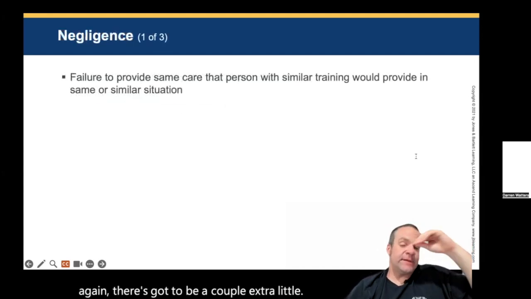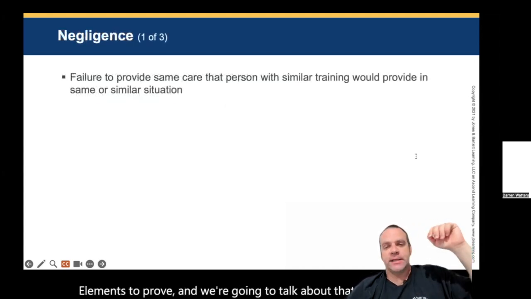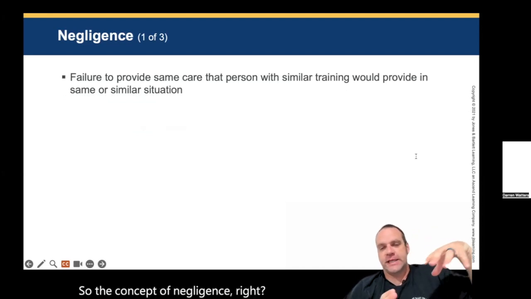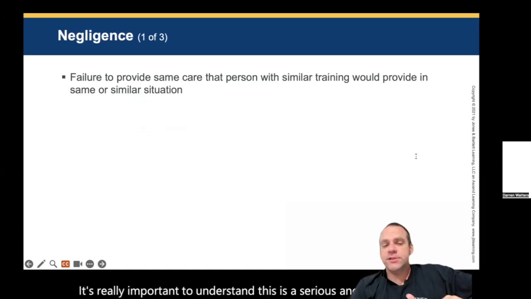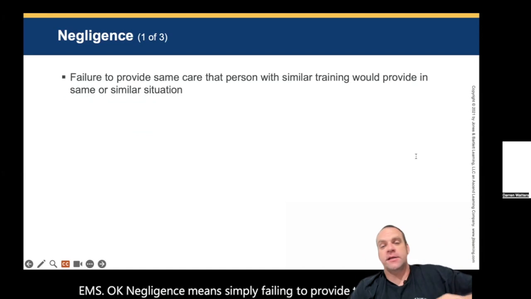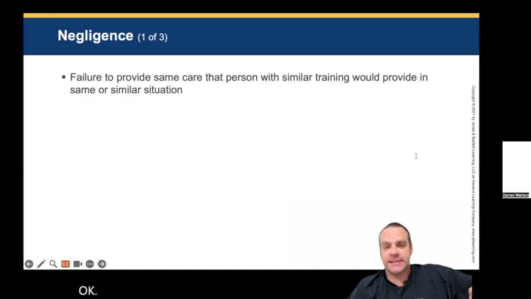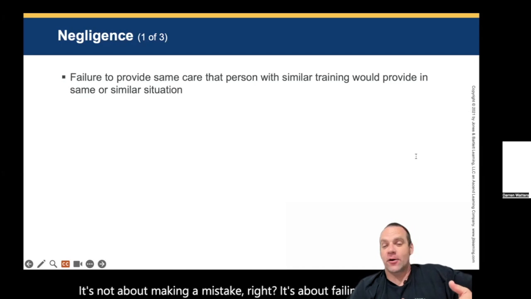So the concept of negligence is really important to understand. It's a serious concept in EMS. Negligence means simply failing to provide the same standard of care that another EMT with similar training would provide. It's not about making a mistake. It's about failing to act reasonably and then causing harm because of it.